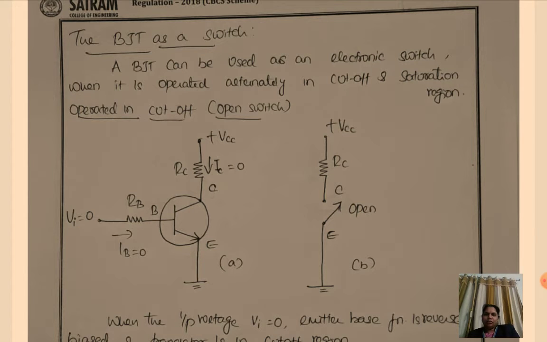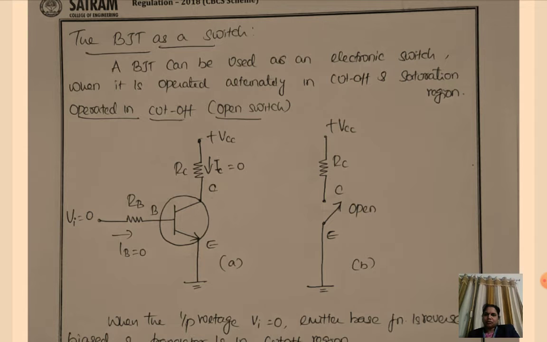If the input voltage is 0, that is, if there is no input, the majority charge carriers in the base will be left as such and there will not be any movement of charge carriers across the junction. Thereby I can take the base current as 0. If the base current is 0, the output current, which is the collector current, can also be considered 0. That is, the transistor will be in off position.